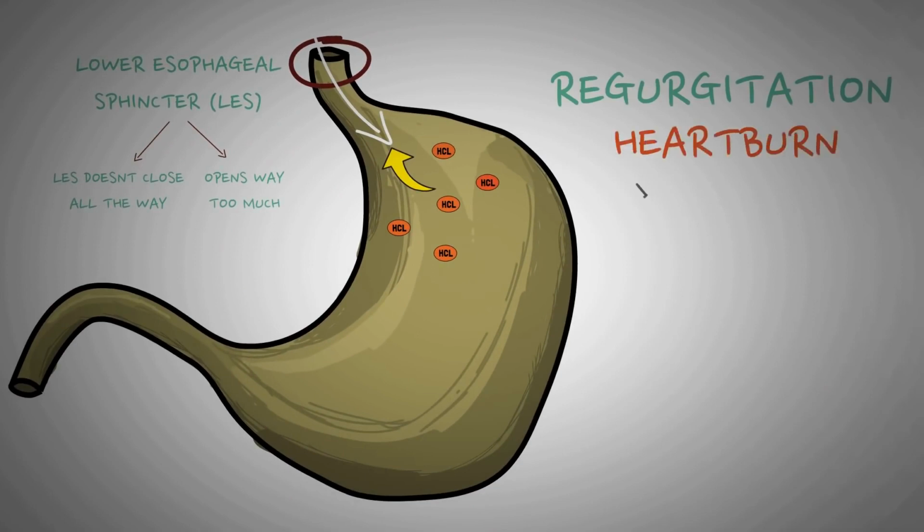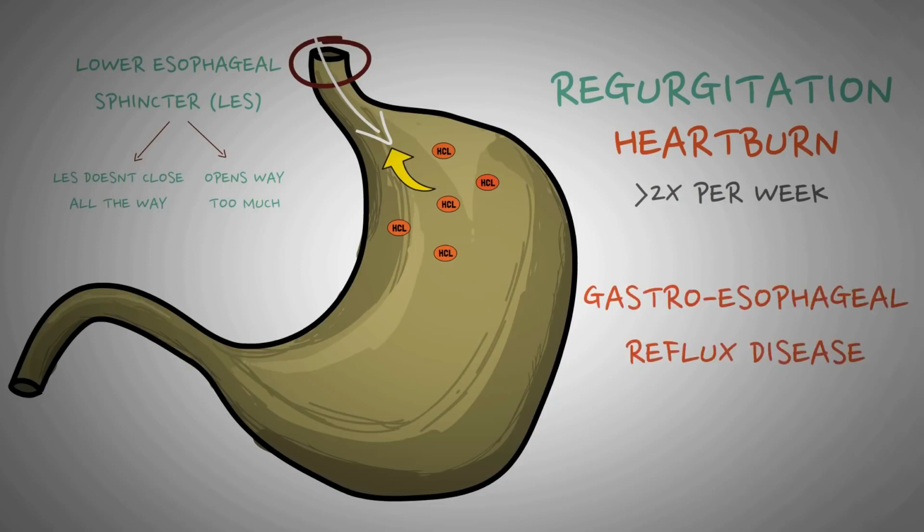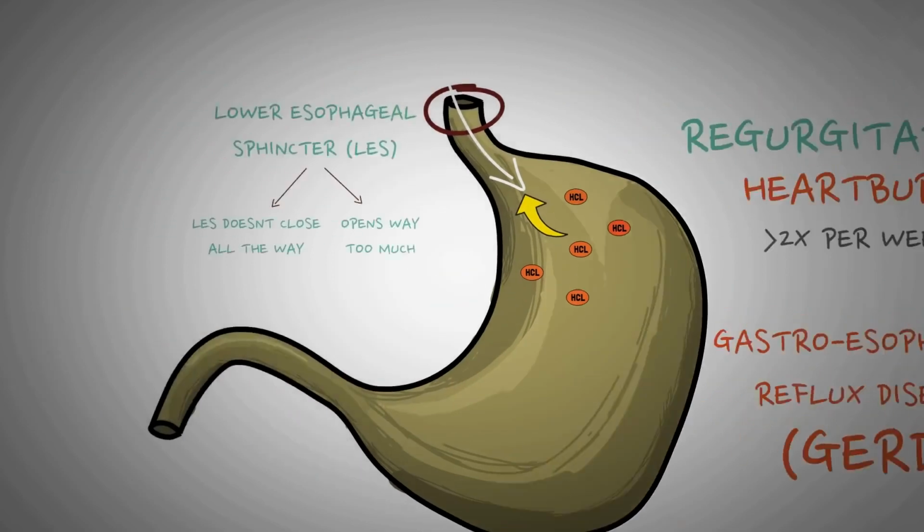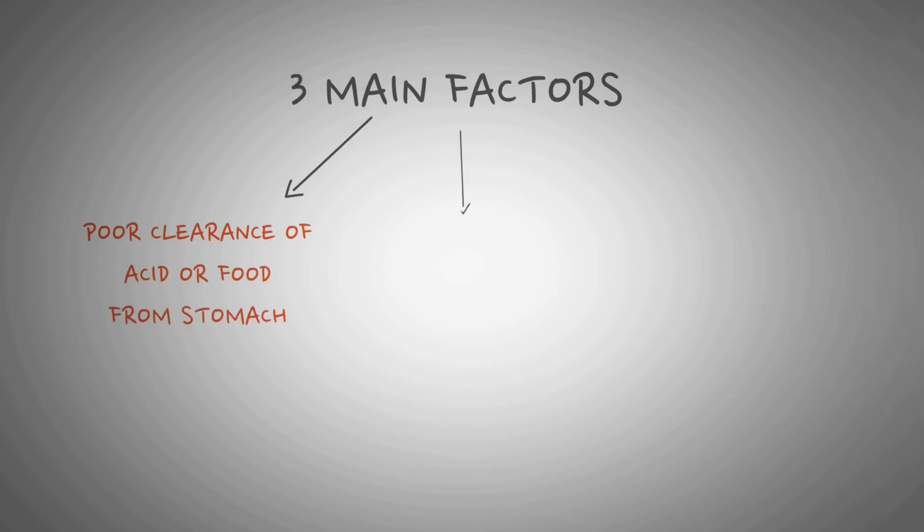If acid reflux symptoms happen more than twice a week, you may have acid reflux disease, also known as gastroesophageal reflux disease. So now we know a little bit about what acid reflux disease is. Let's look at the three main factors that lead to acid reflux disease, which are poor or slow clearance of food from the stomach, delayed stomach emptying, and too much acid in the stomach.